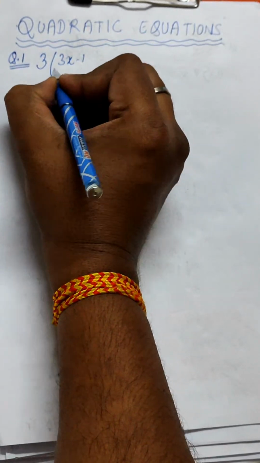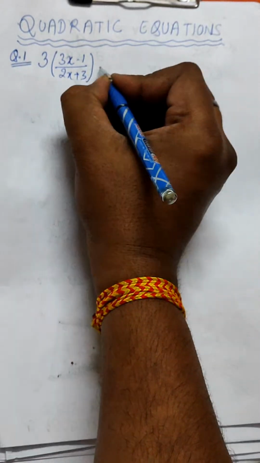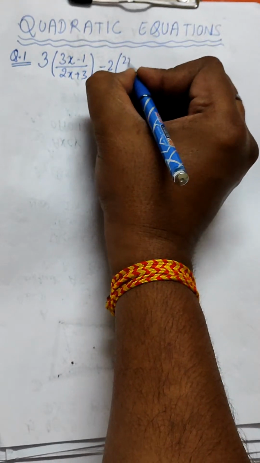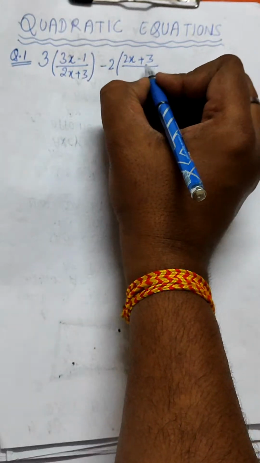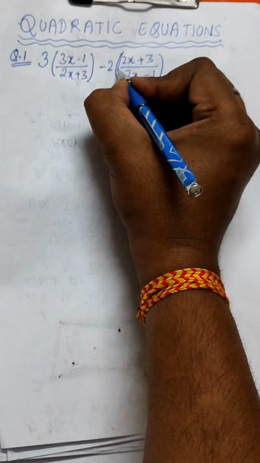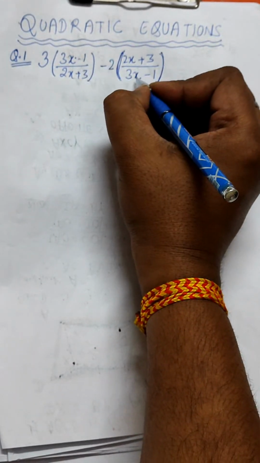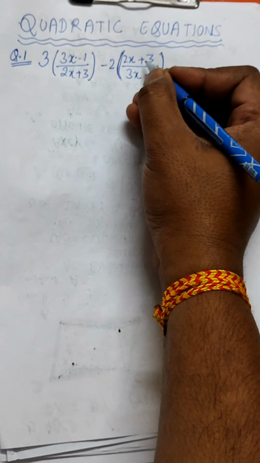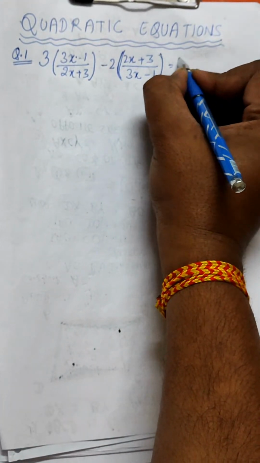3 times (3x minus 1) divided by (2x plus 3) minus 2 times (2x plus 3) divided by (3x minus 1). So just you can observe the numerator and denominator, it's repeating. Here the numerator is the denominator over here, and the denominator of the first term is equal to the numerator of the second term, right? So this is equal to 5.